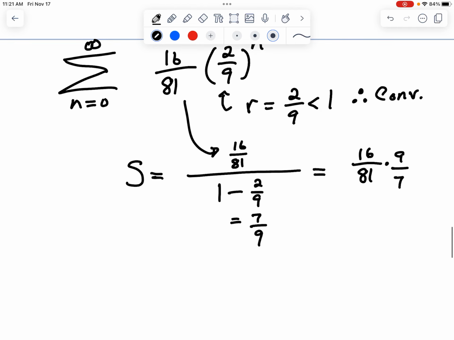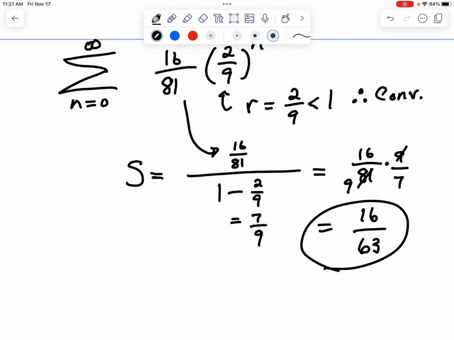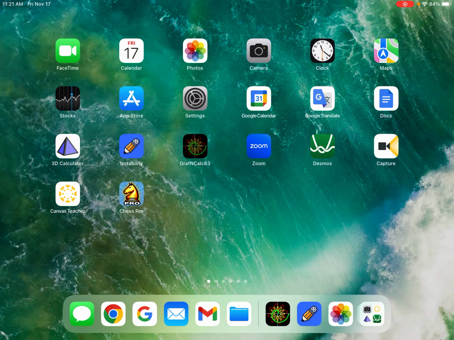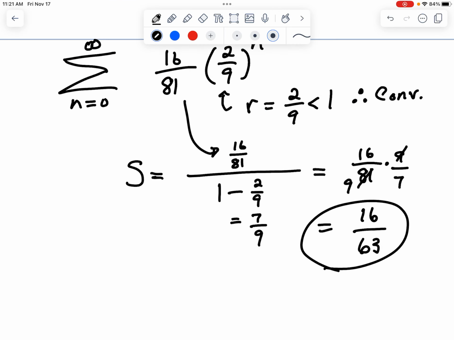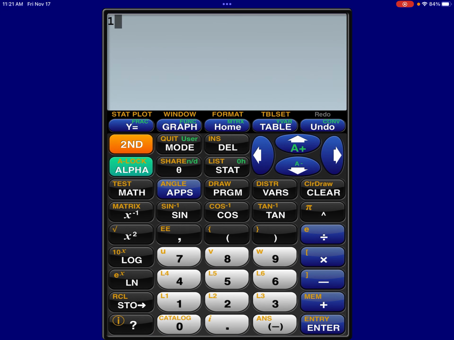And I could reduce a little bit, like a 9 will divide into an 81 9 times, but it leaves me 16 over 63. And then I want to check that answer by using the calculator. And I just got the answer 16 over 63, right? I got 16 over 63.